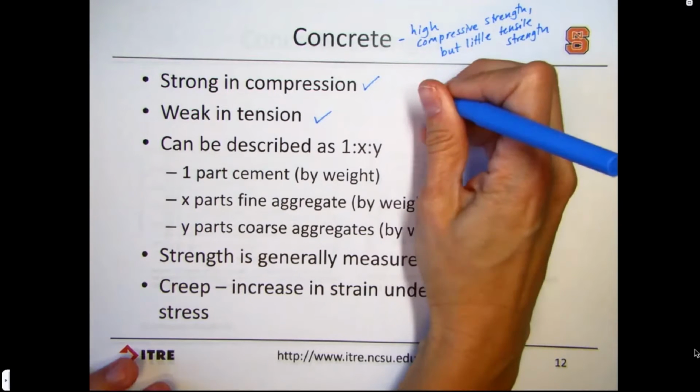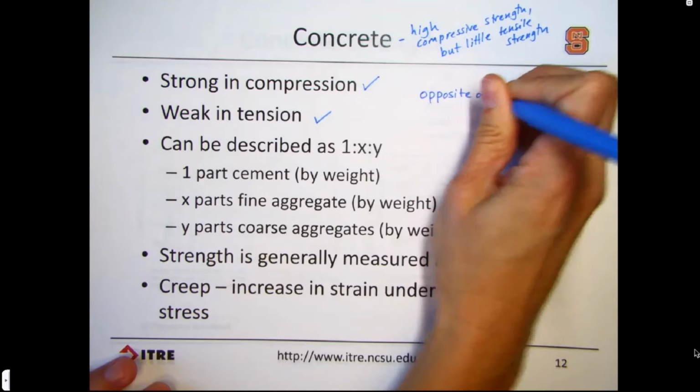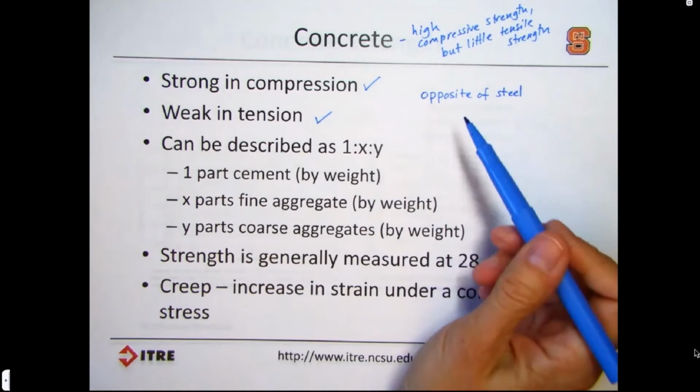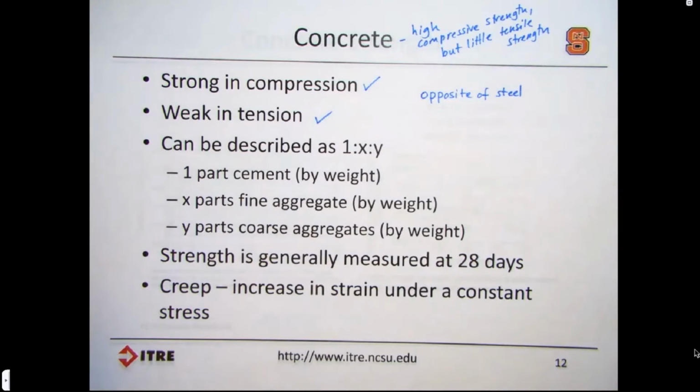It is the opposite of steel, which is interesting because they're kind of partners there, right? Where steel is strong in tension and weak in compression. And that's why we use them together so often. So I'm sure you're familiar with that.